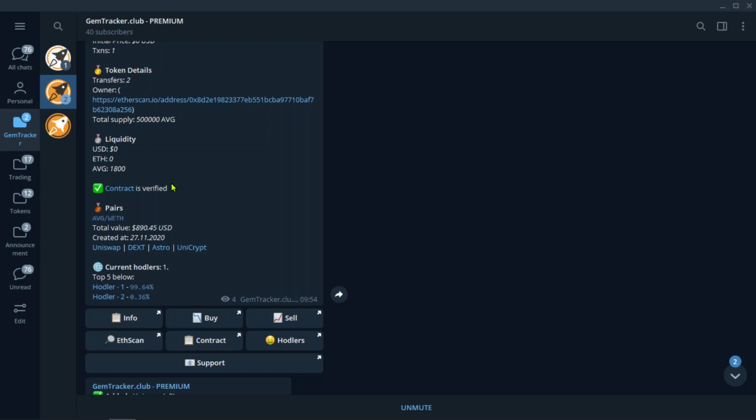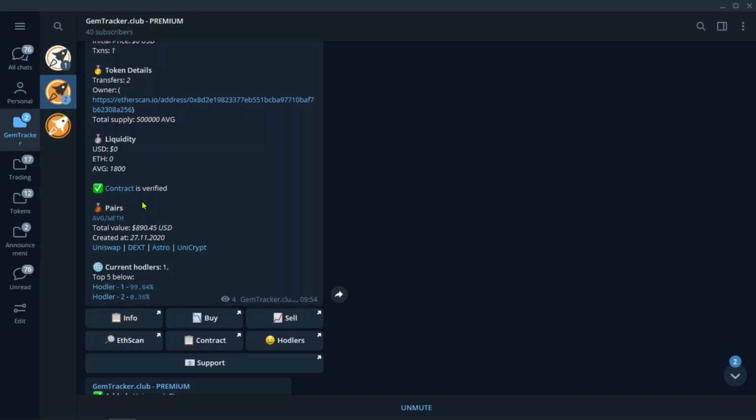Moving on to the contract, here we can check if the contract has been verified. And what this means is that the contract placed on the Ethereum blockchain is the same one placed on the Etherscan blockchain. It doesn't mean that the contract doesn't include minting functions or something else that could devalue the token, so we should try to investigate this further to ensure there are no such possibilities.